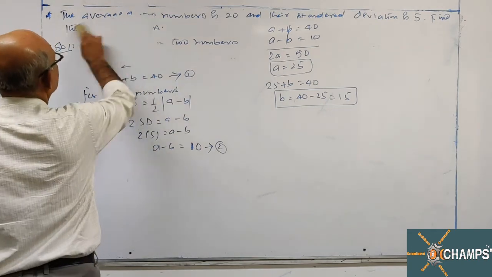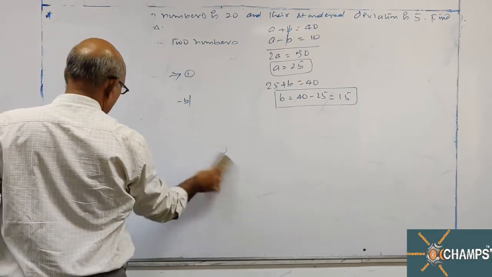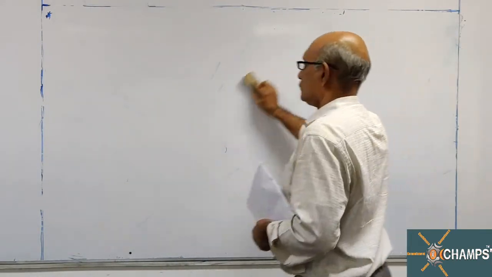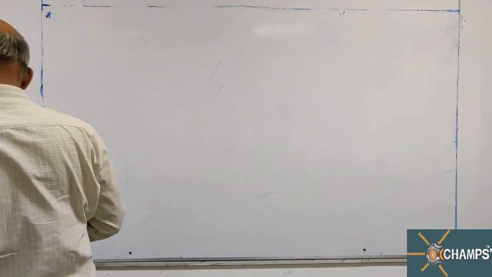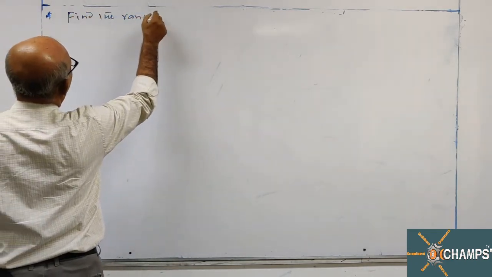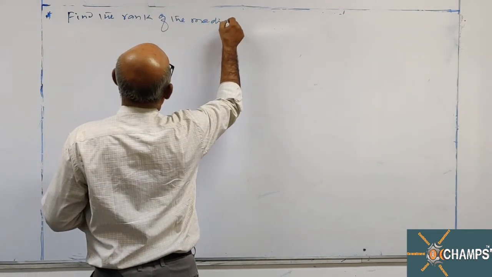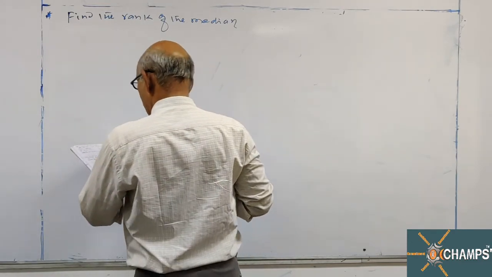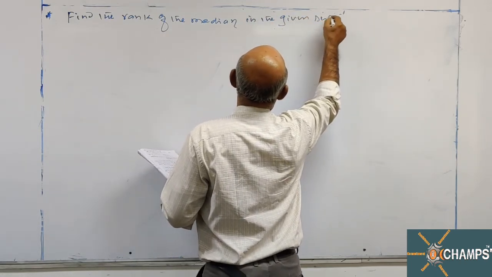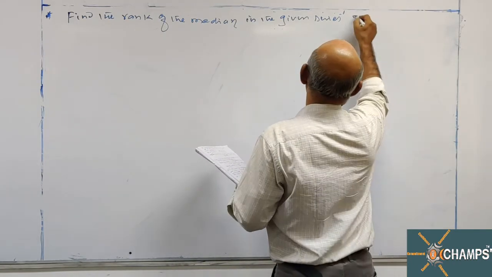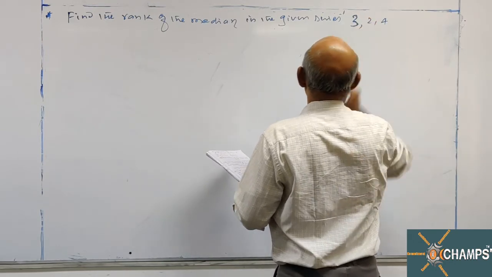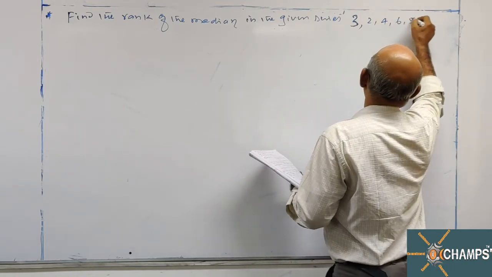Next question. Find the rank of the median in the given series: 3, 2, 4, 6, 5, 7.